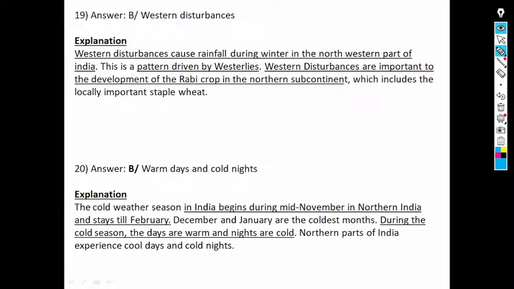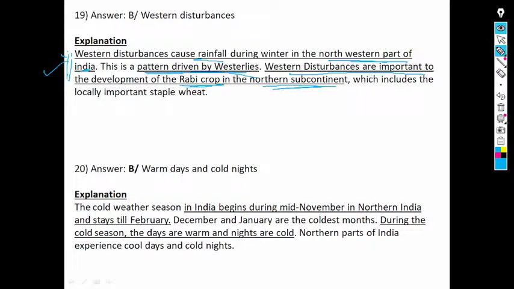Look, western disturbances. Western disturbances cause rainfall during winter in the northwestern part of India. This is a pattern driven by westerlies. Western disturbances are important to the development of the rabi crop in the northern subcontinent. Western disturbances cause rainfall during winter in the northwestern part of India.